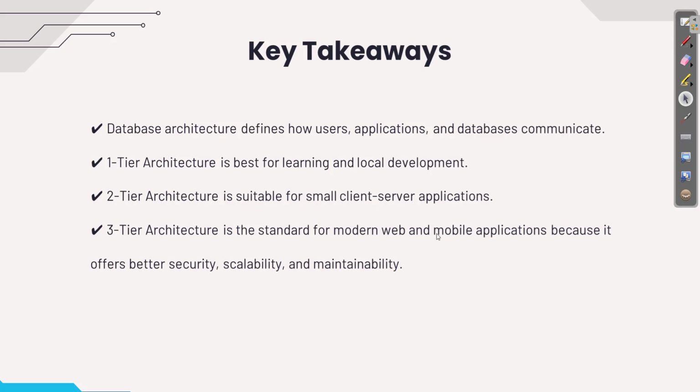Key takeaways: database architecture defines how user, application and database communicate. One tier is best for learning and local development. Two tier architecture is suitable for small client server applications. Three tier architecture is the standard for modern web and mobile applications because it offers better security, scalability and maintainability.